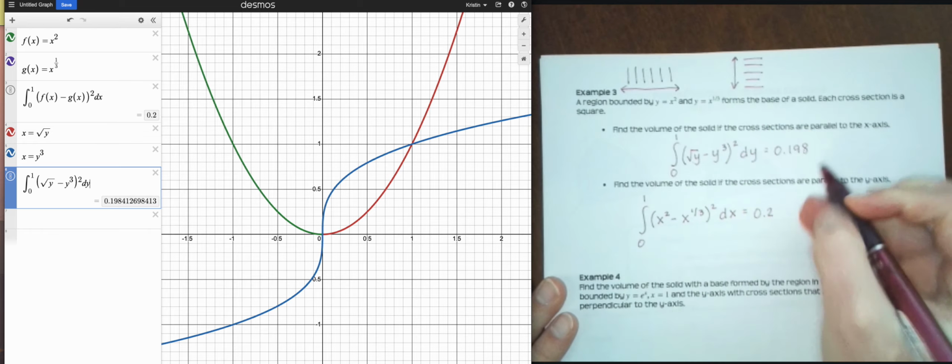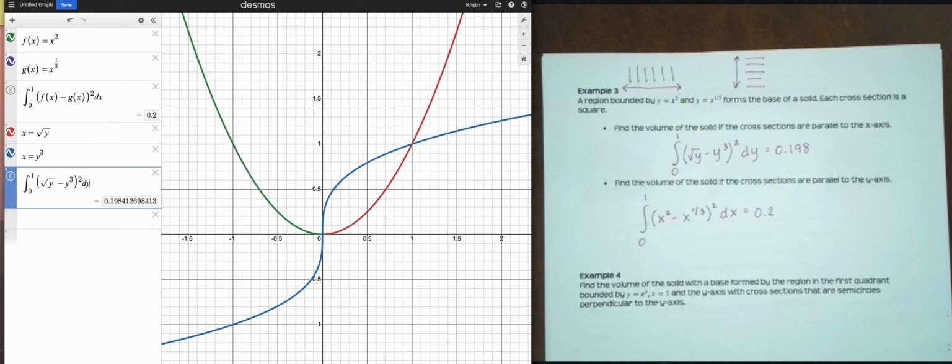0.198. Now, it's awfully close, and I think it's only close because this figure is pretty symmetric. It's a pretty boring figure overall. But you can make these where going in terms of x versus y is a very different volume. And that really threw me off at the beginning. I thought we were doing something wrong.